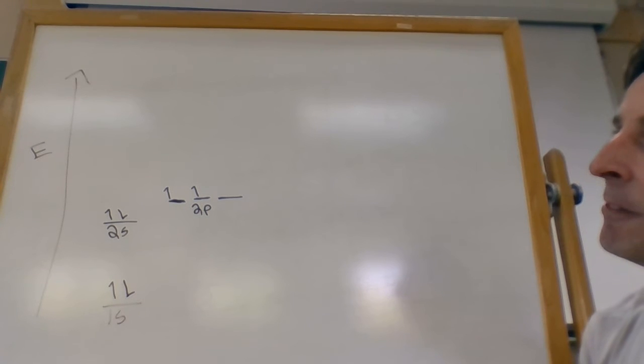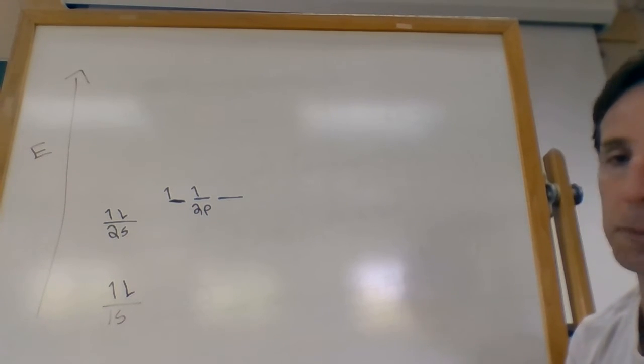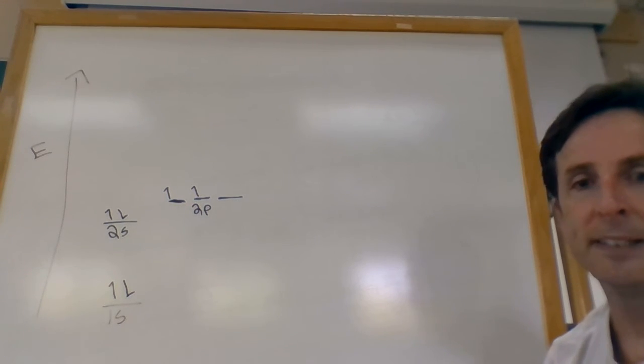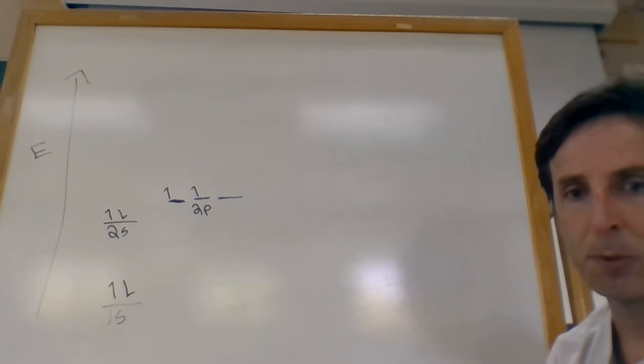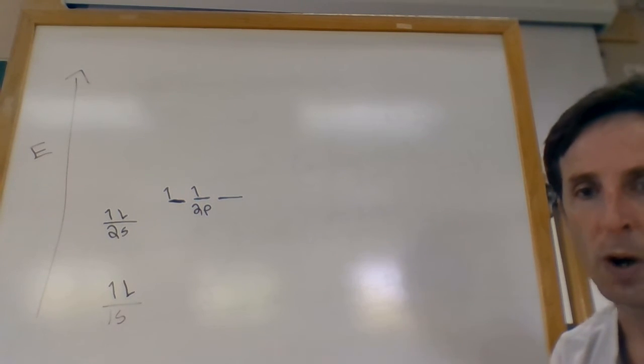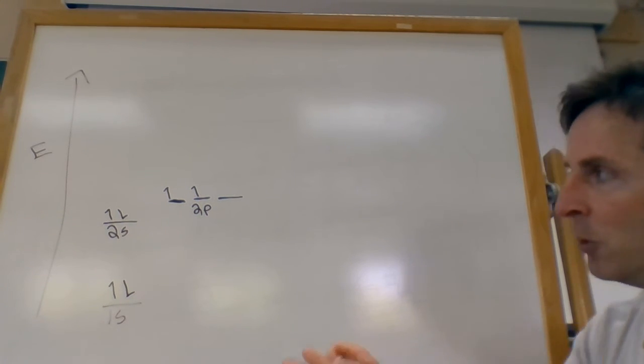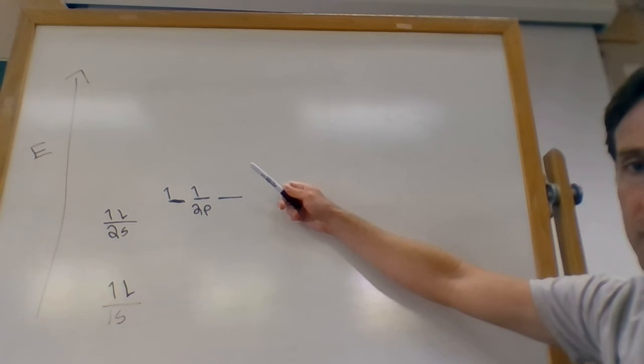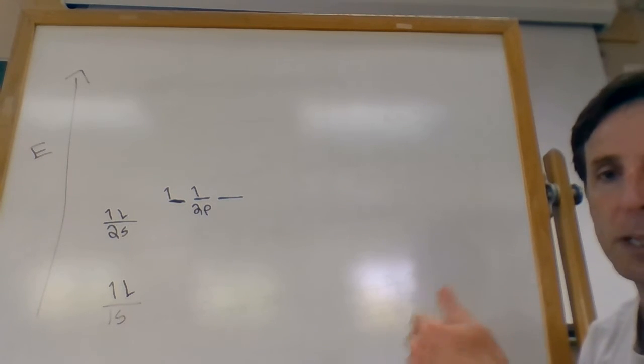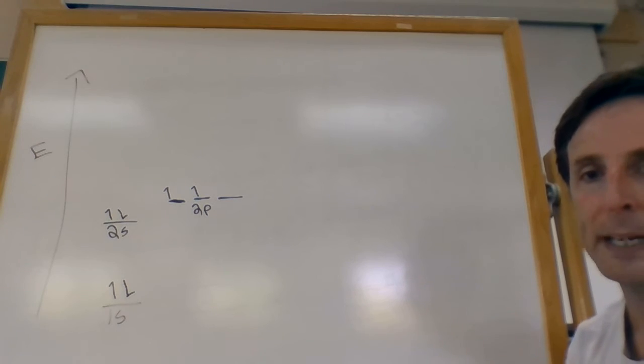Let's say I have magnesium. If you look at the periodic table, that's element number 12. The first 6 are going to go just like this, but now I'm going to keep going until I get to 12. So I'm doing magnesium.